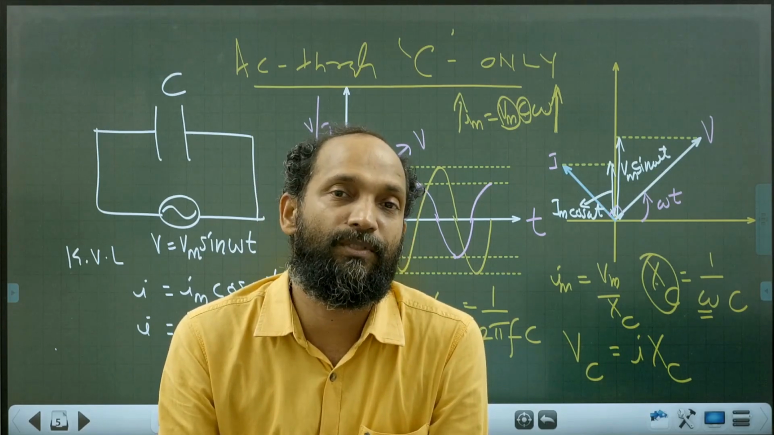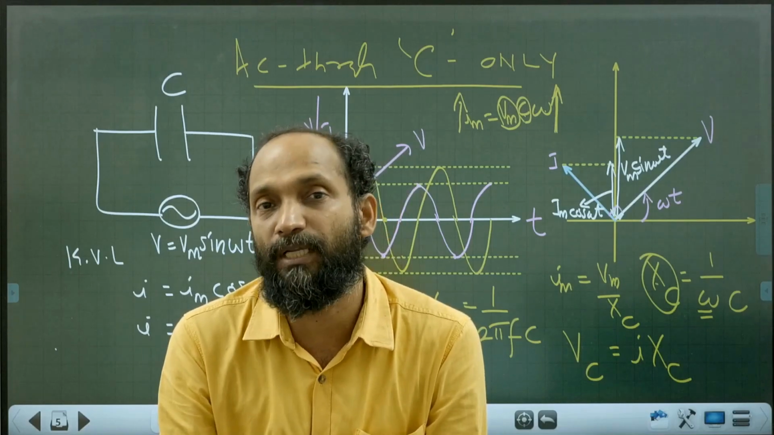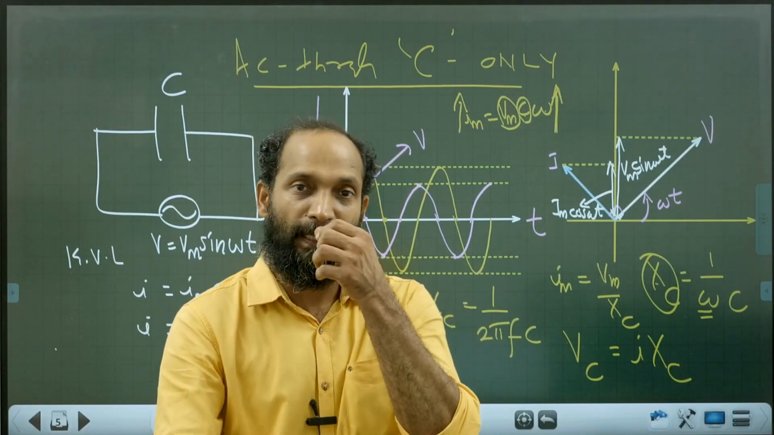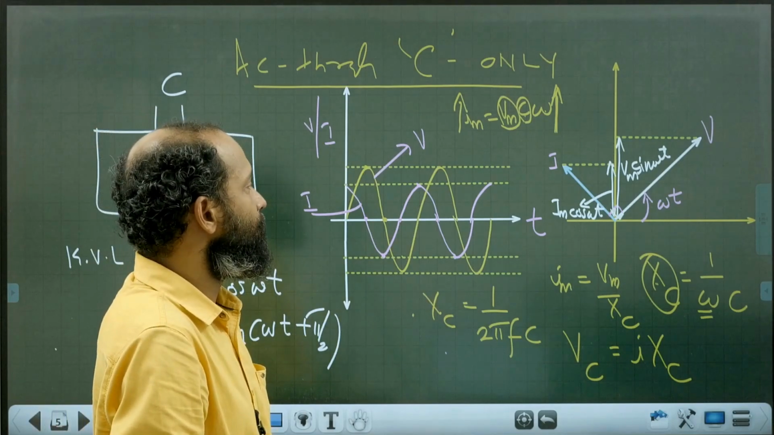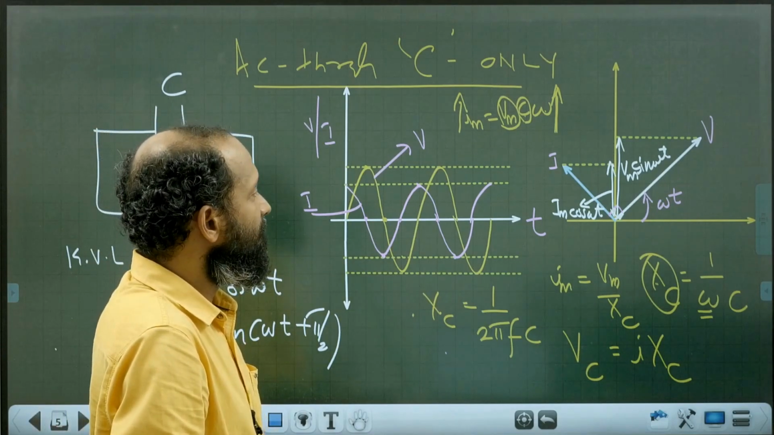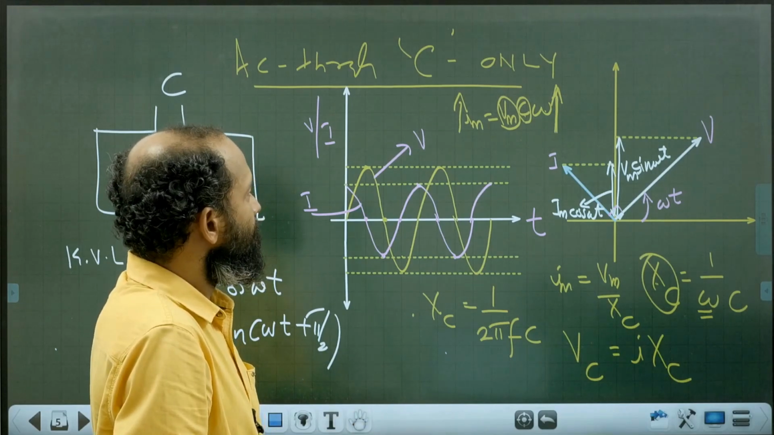Capacitor is called a high pass filter for AC circuits. It is used as a high pass filter. It permits high frequency AC better than low frequency one. Current is leading by phase angle pi by 2.